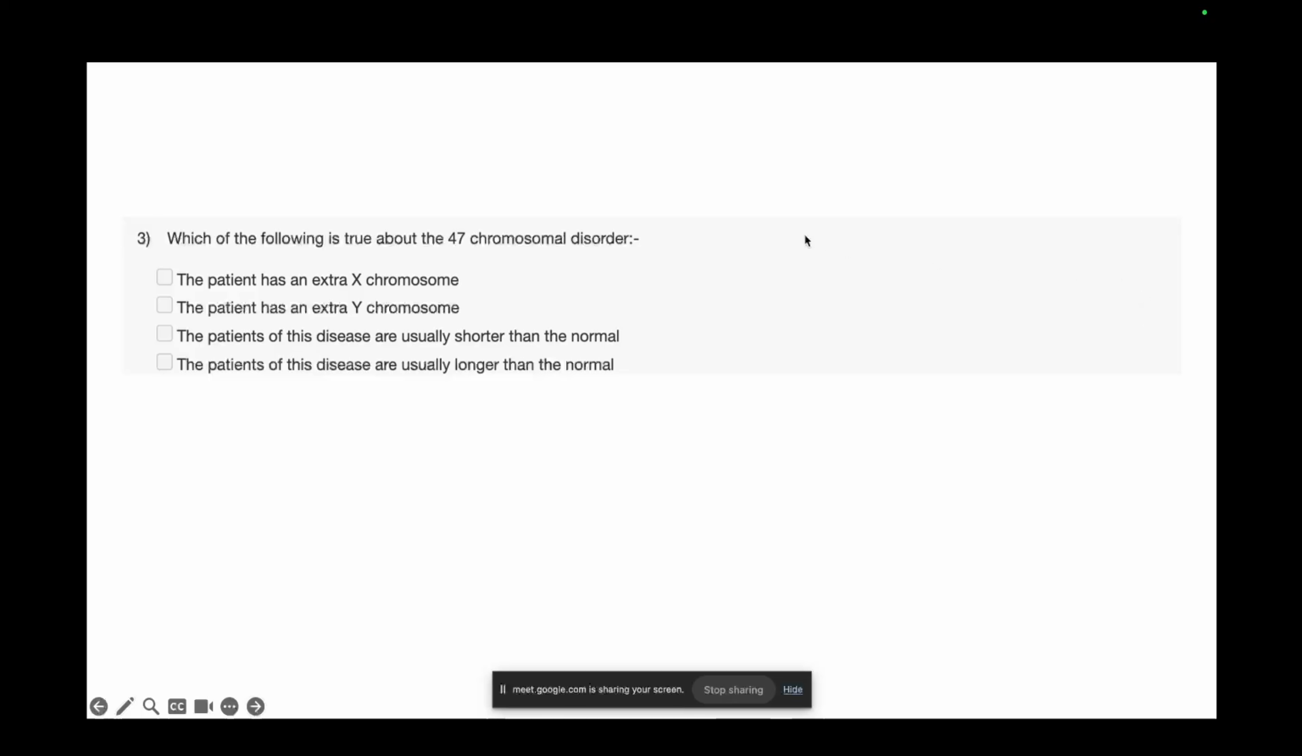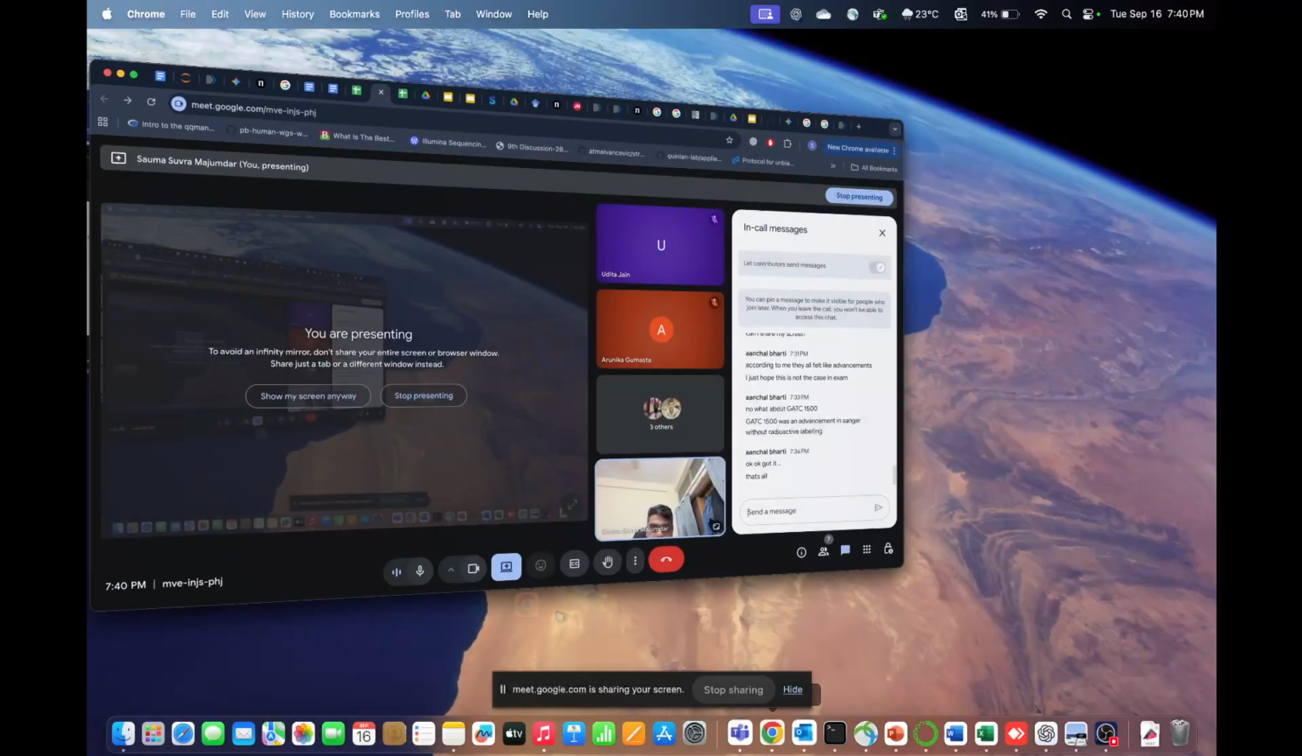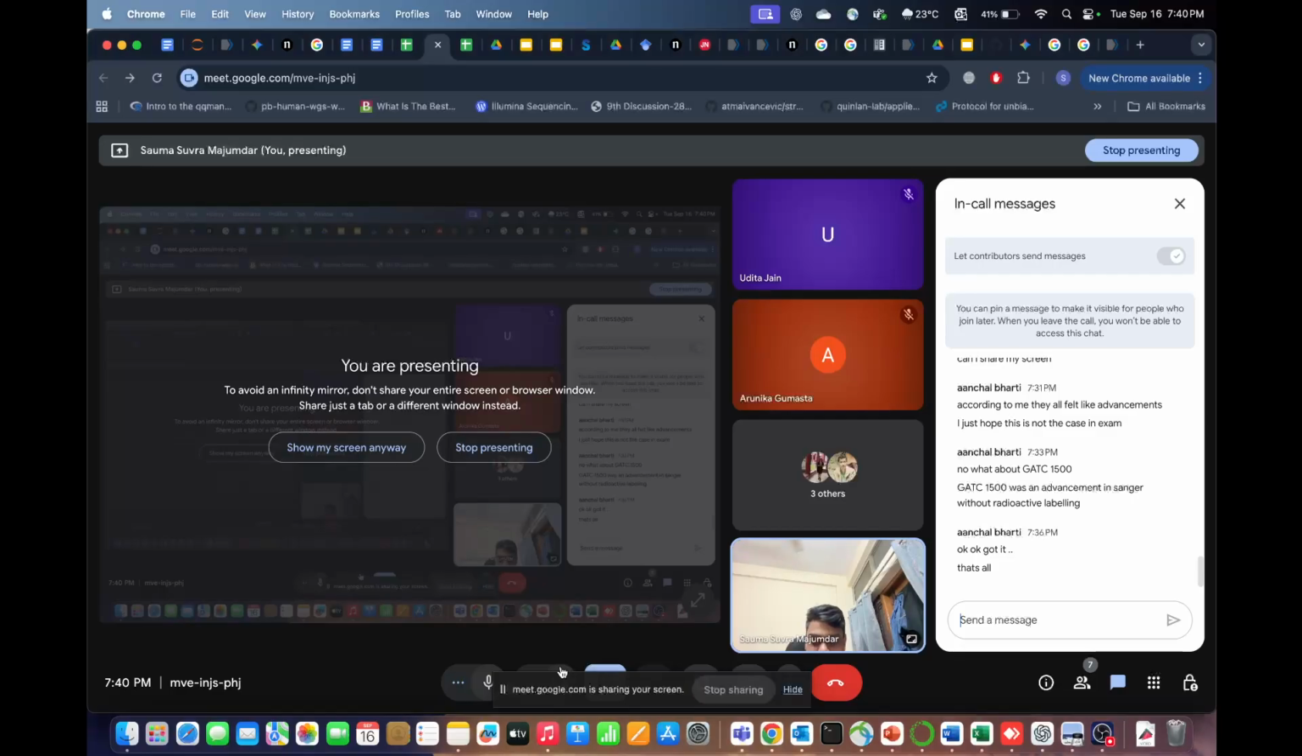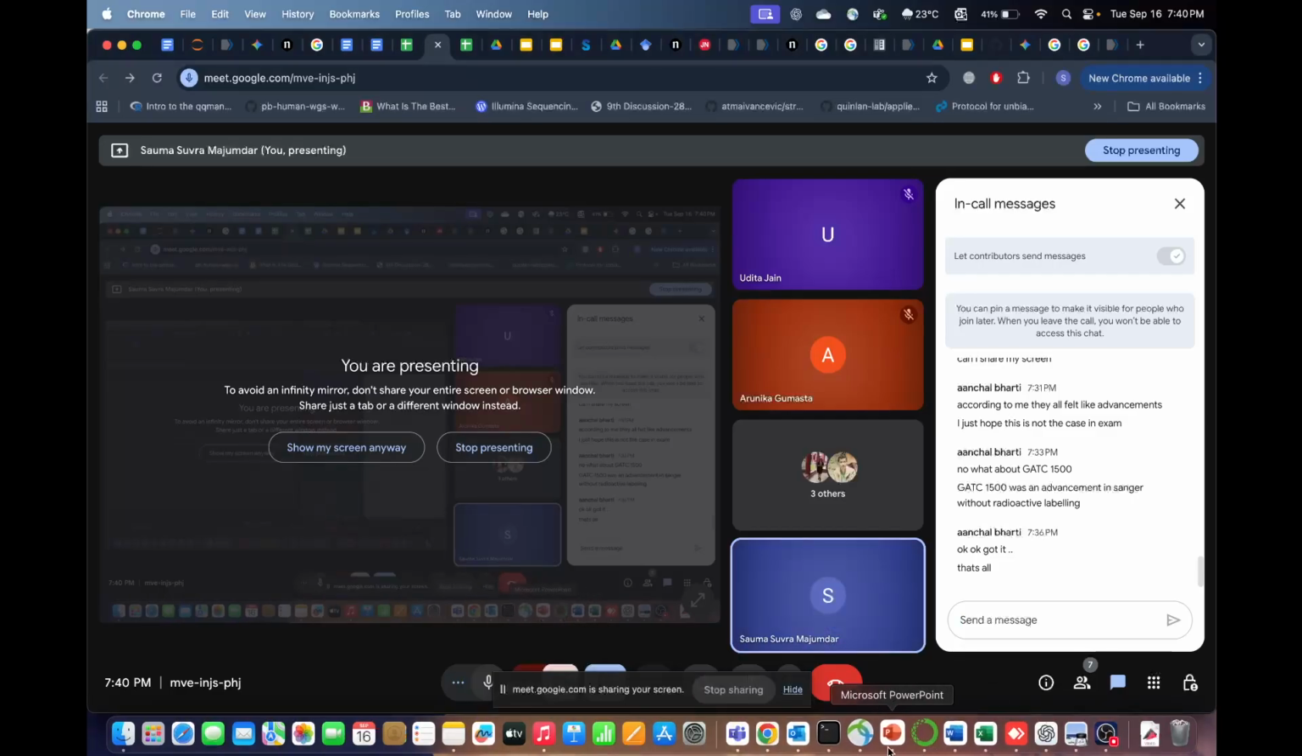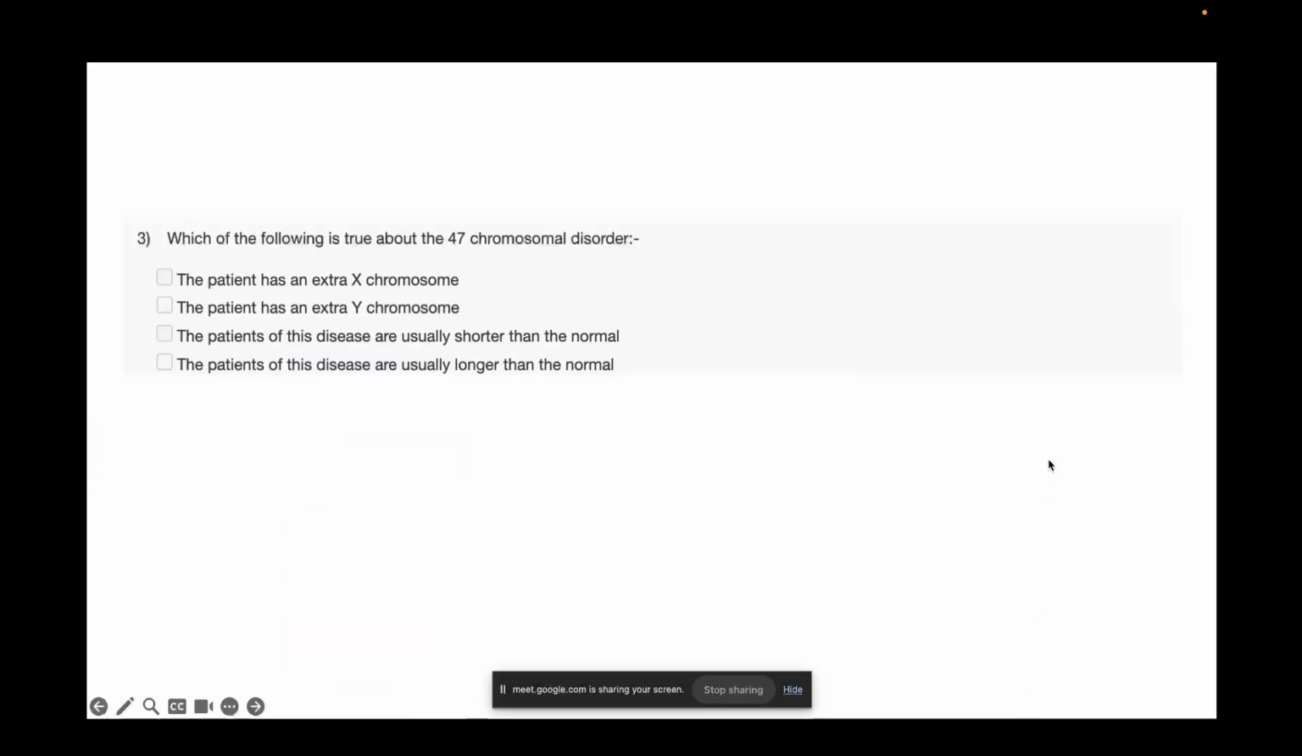Okay, this is a question that I had a particular issue with. So 47 chromosomal disorder, it can have both the first options correct. One is Klinefelter syndrome, in which you have an extra X, and there is also an extra Y, which is termed as 47 chromosomal disorder.